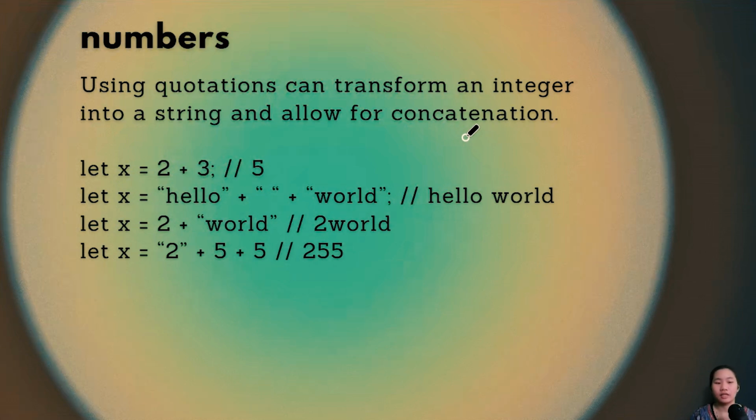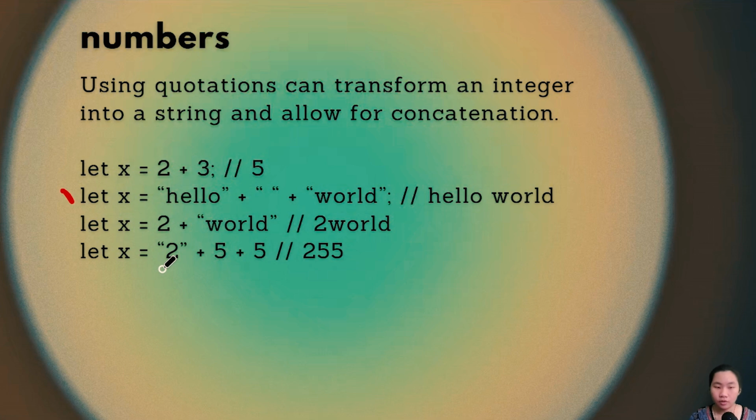Now, let's go with the first regular example. No quotations. 2 plus 3 equals 5. It evaluates into 5. Now, if we all go by string, hello plus space plus world, all of that concatenated into hello world. Now, here's the interesting part. If you pair an integer with a string, the integer becomes a string, so they get added together just like you would with the second example up here.